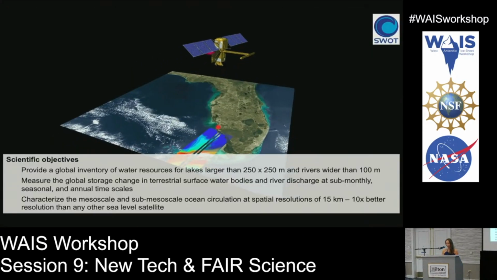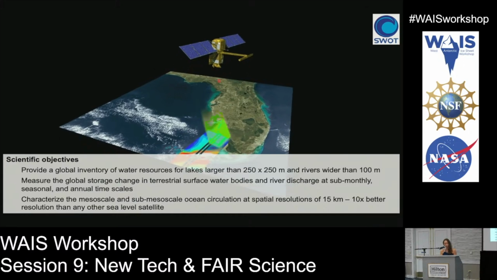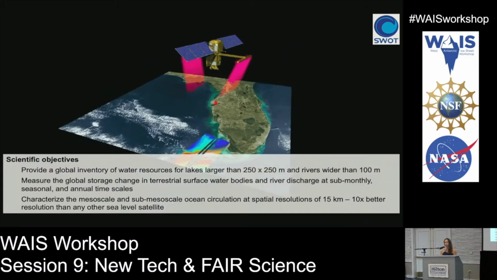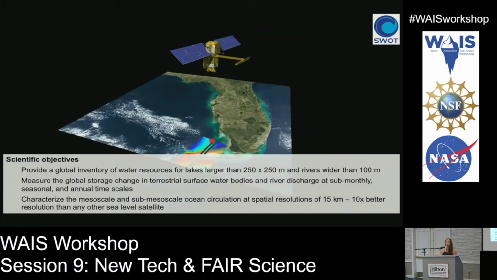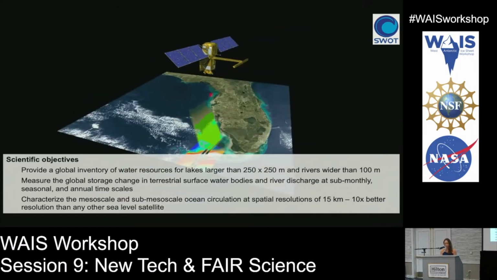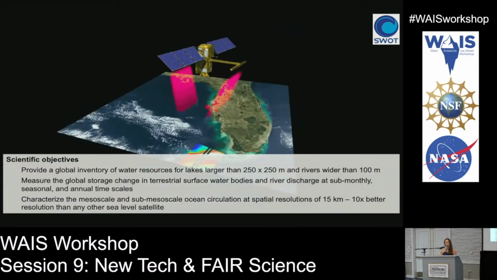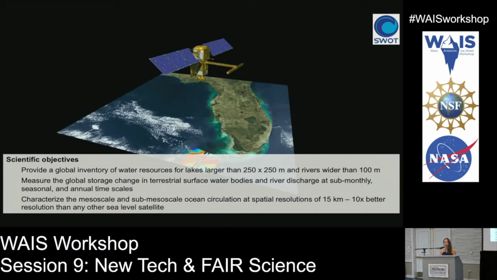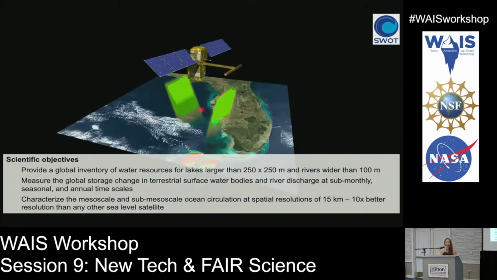So this is what it looks like, capturing radar interferograms from over the ocean and over land. It's meant to provide a global inventory of water resources over small lakes and rivers. We used to be able to monitor about several thousand lakes, and now we can monitor near 1 million. It measures global storage change and river discharge on multiple different timescales, including sub-monthly, and it's meant to characterize mesoscale and sub-mesoscale features on the ocean, down to spatial resolutions of 15 kilometers, which is 10 times better than any previous sea level observing satellite.